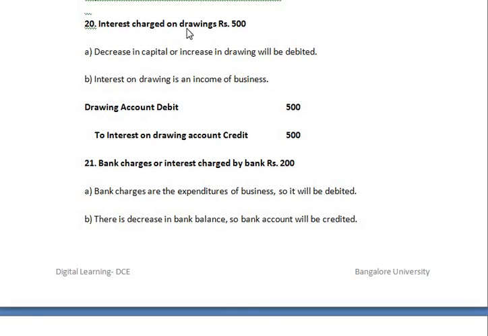Next is interest charged on drawing, rupees 500. It's a decrease in capital. Drawing will be debited. Drawing account debit to interest on drawing. Interest on drawing is an income to the business.